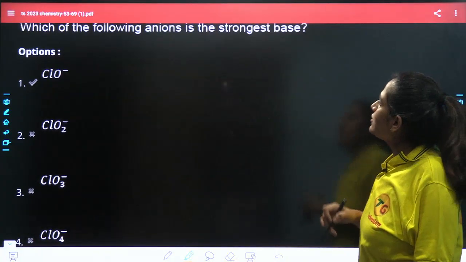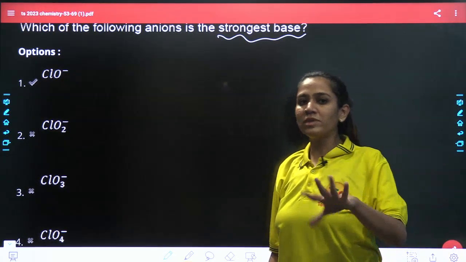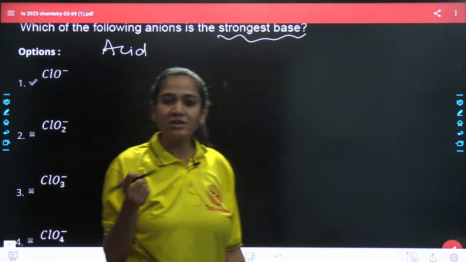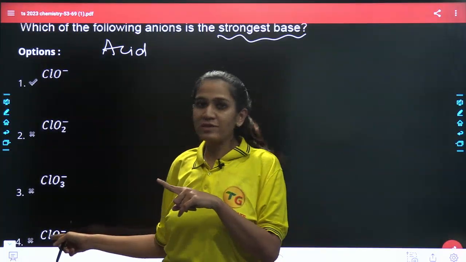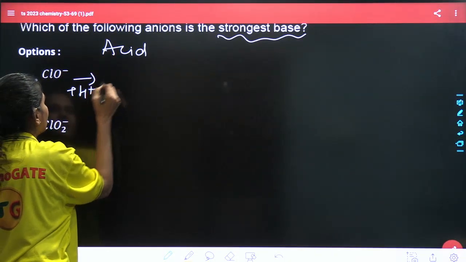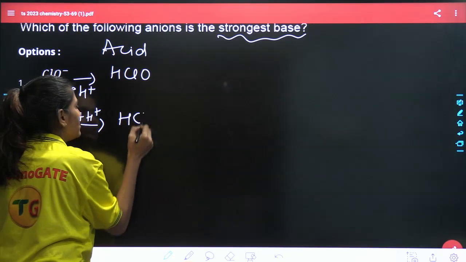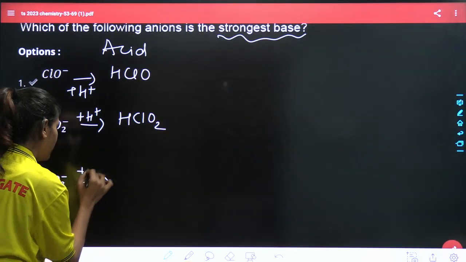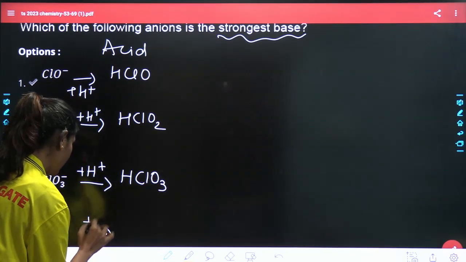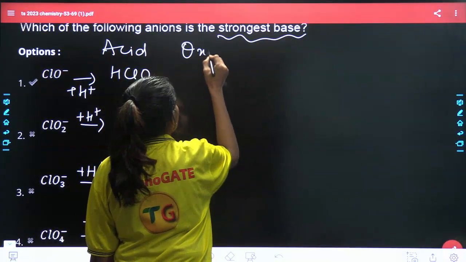Which of the following anions is the strongest base? We need to say which is the strongest base. Let's form their acids first. Any acid will give H plus ion and then its base will be formed. So by adding H plus ions to each one of them, we will get their acids. Here we are adding H plus ion, so it will be HClO. This one, by adding H plus ion, HClO2. Now this one, HClO3, and this one would be HClO4.